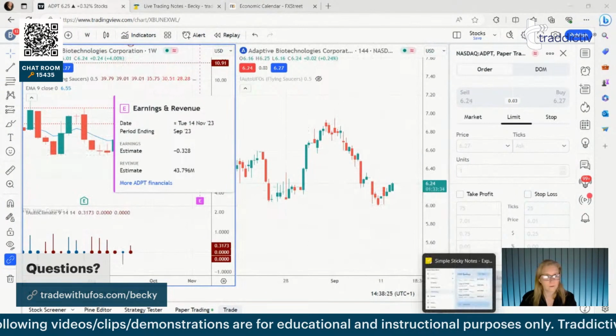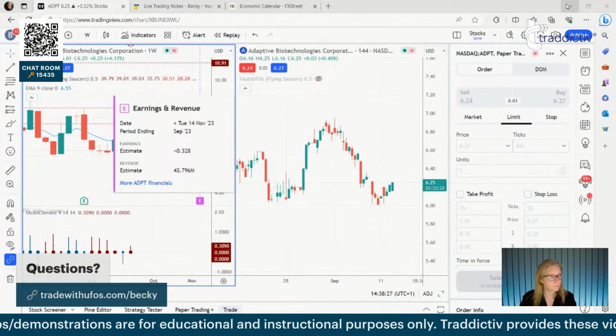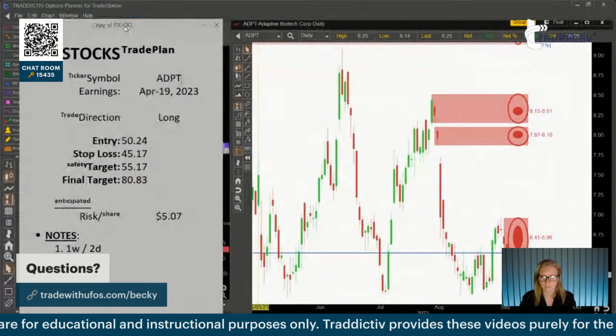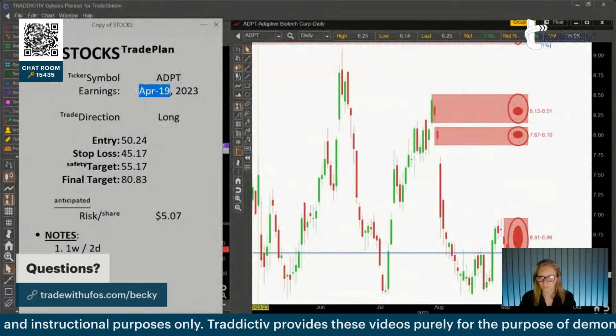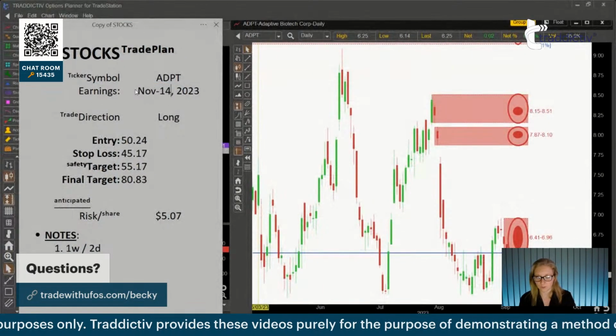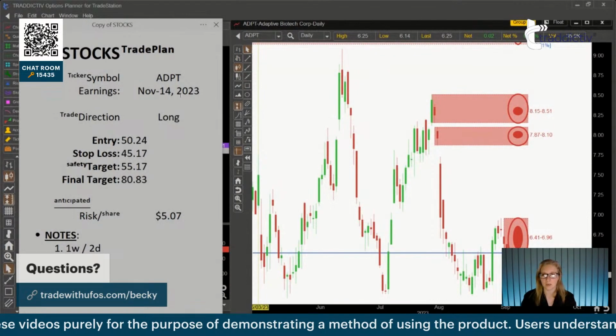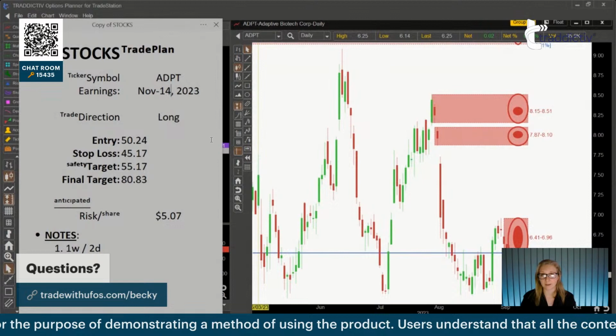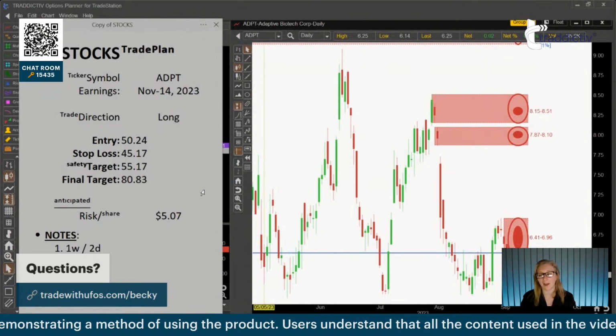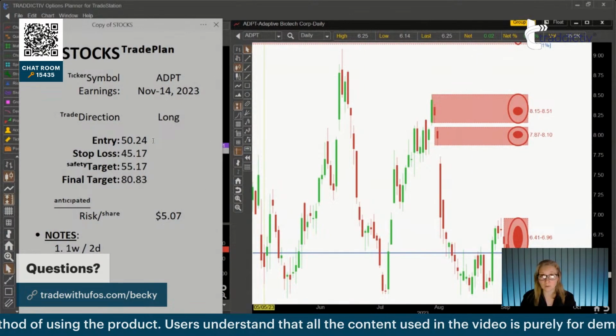So let's bring up, where was it? Here it is. November 14th. Okay, so we've got basically a couple of months before we might see volatility based on earnings in this stock. Hopefully we're out of the trade by then. If we're not, then you'd evaluate it at that time.